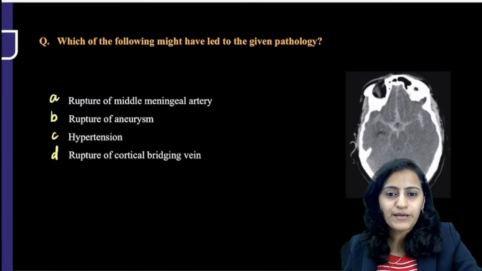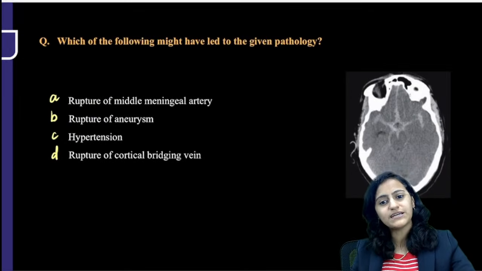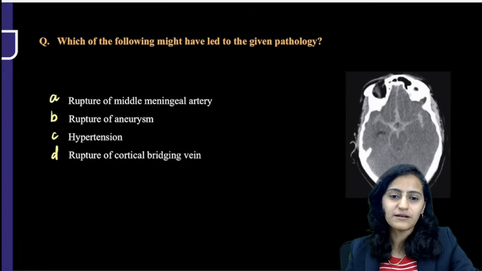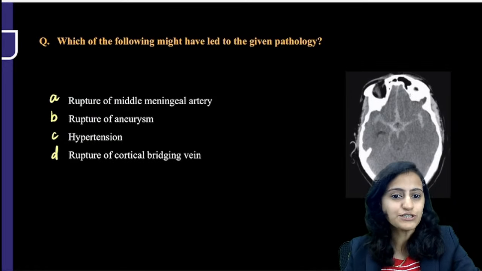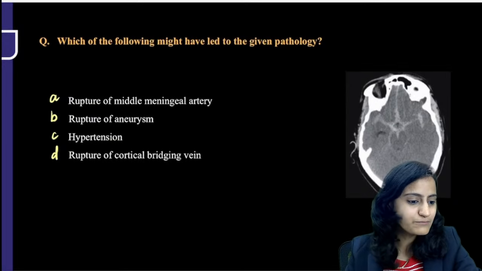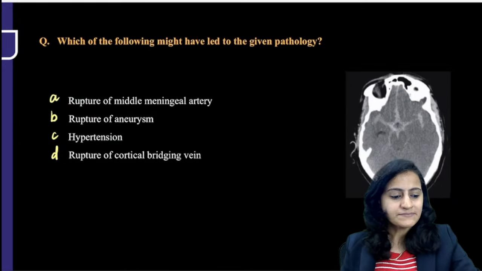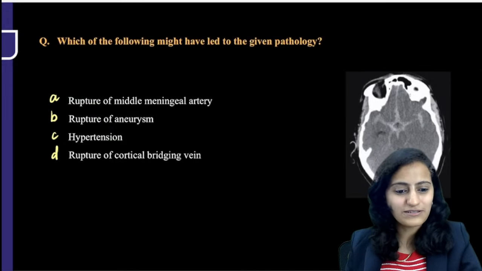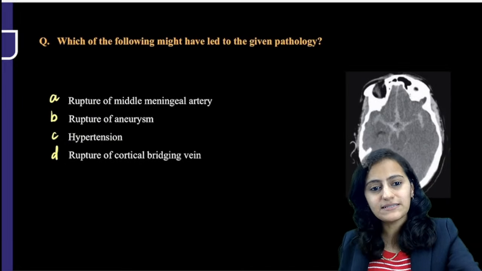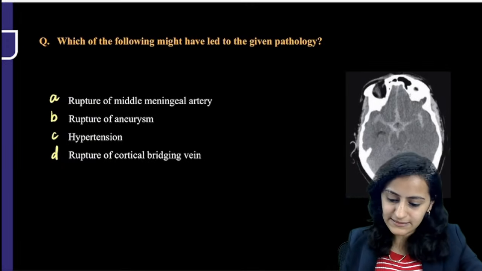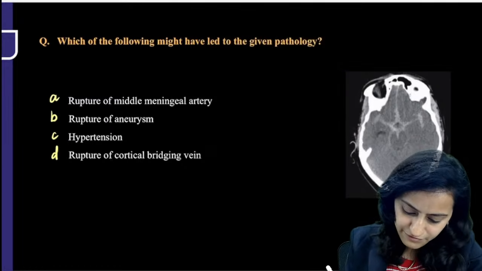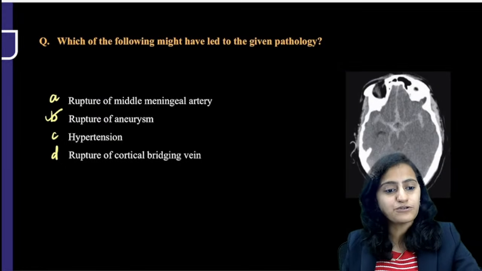Which of the following might have led to the given pathology that you see here? Is it the rupture of middle meningeal artery, rupture of aneurysm, hypertension, or the rupture of cortical bridging vein? Majority of you got this one right. The correct answer here is option B, that is rupture of aneurysm.